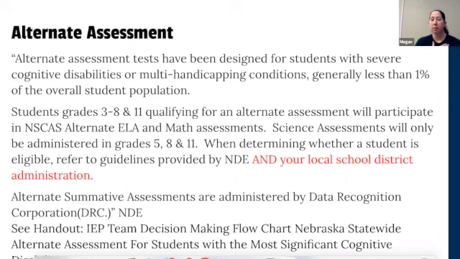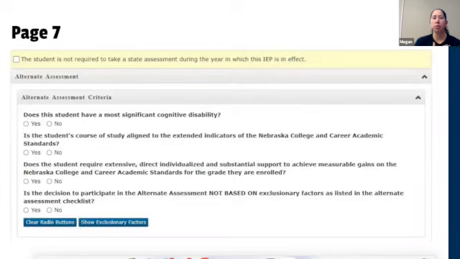Now, if I'm making an IEP for a student that is in kindergarten, the IEP year will run from kindergarten and possibly into first grade. This student will not be required to take a state assessment during the year in which the IEP is in effect. Therefore, this box could be checked, and then the rest of the data below it is moot. I don't need to sit for another 15 to 20 minutes discussing whether or not the student needs an alternate assessment.